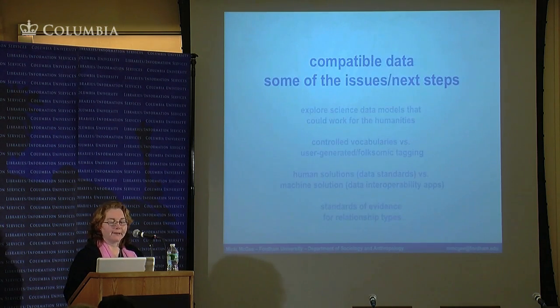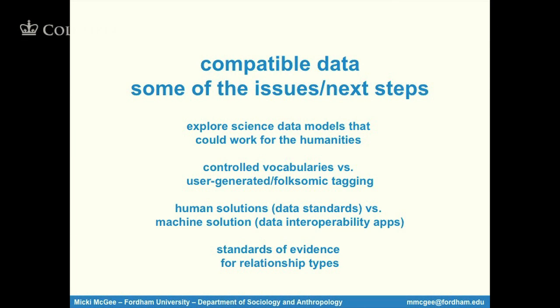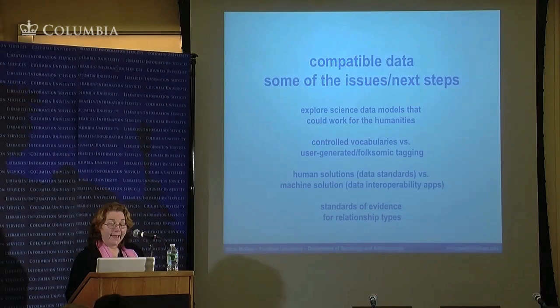And for compatible data, we are going to begin exploring science models and how the sciences have handled their data interoperability issues. We need to sort out some issues about controlled vocabularies that are typically used in library settings versus the kinds of folksonomic tagging that people like to do when they're building out these crowdsourced types of renderings.